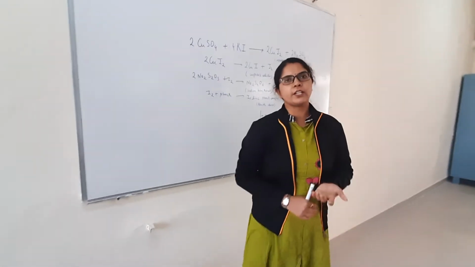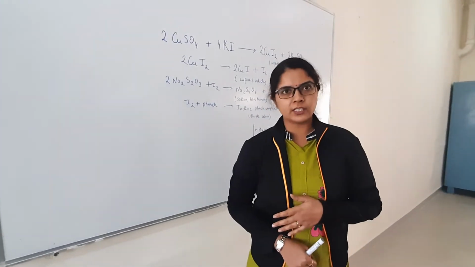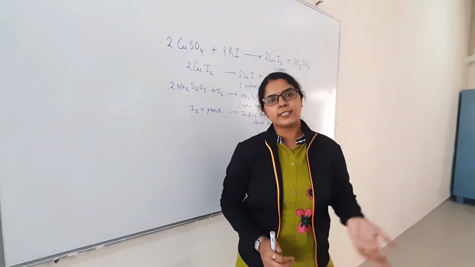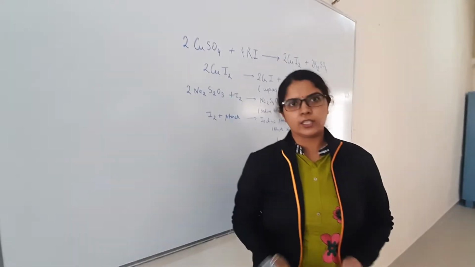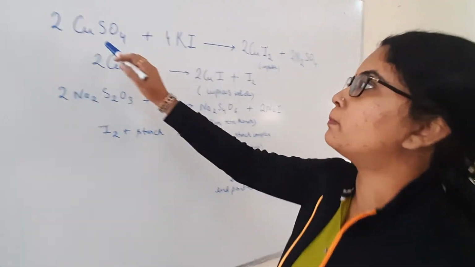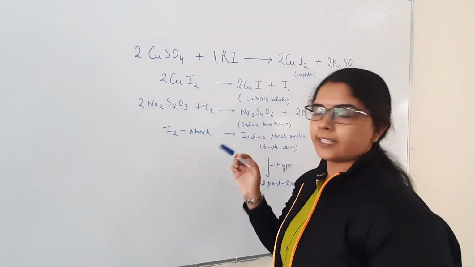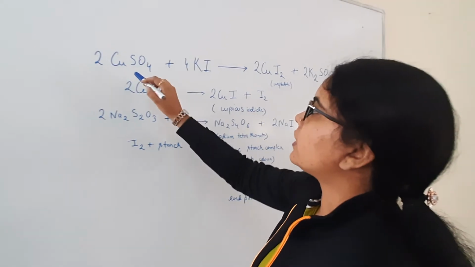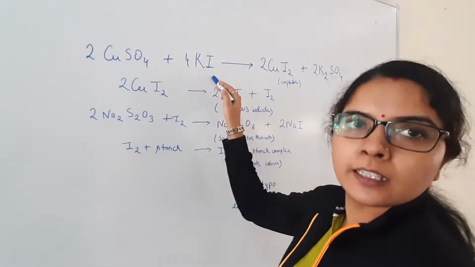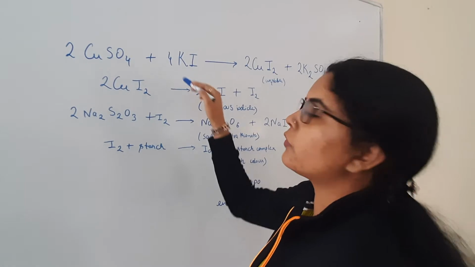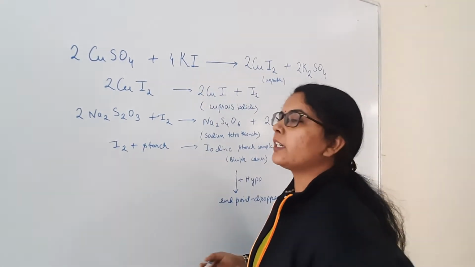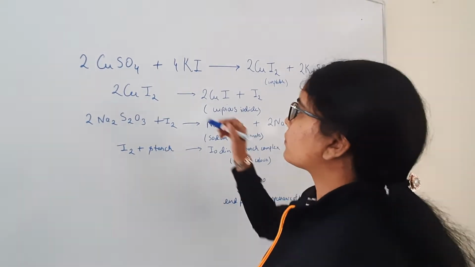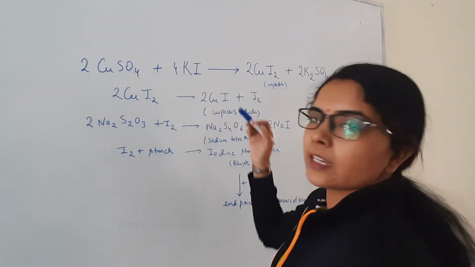Iodometric titrations are also redox titrations, that means oxidation and reduction reactions take place. So we will have the oxidizing agent as well as the reducing agent. Here copper sulfate acts as the oxidizing agent, that means it oxidizes the other and reduces itself. The first reaction is copper sulfate plus KI, potassium iodide. This is the source of iodine. That means in iodometric titration, the iodine is liberated within the reaction mixture.